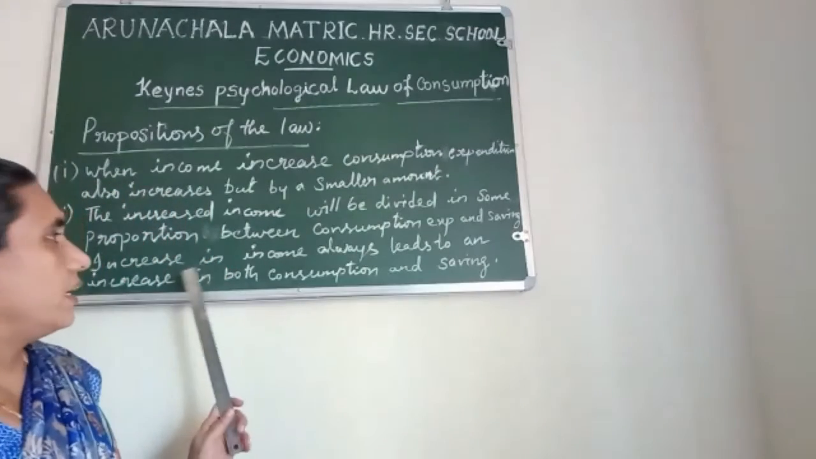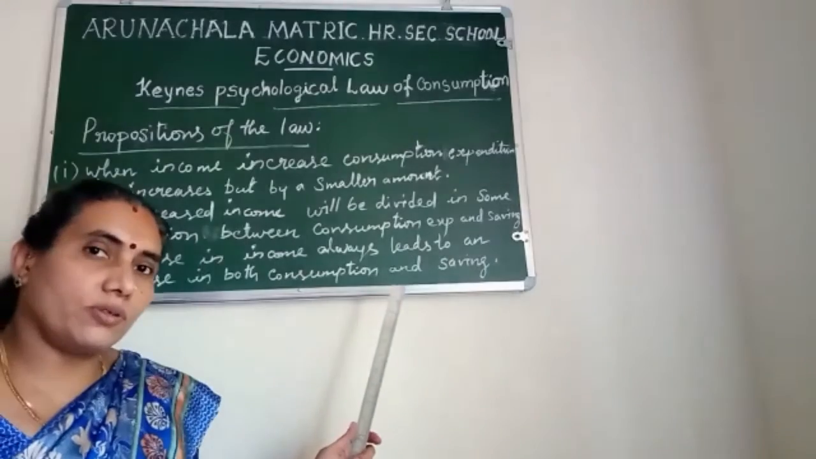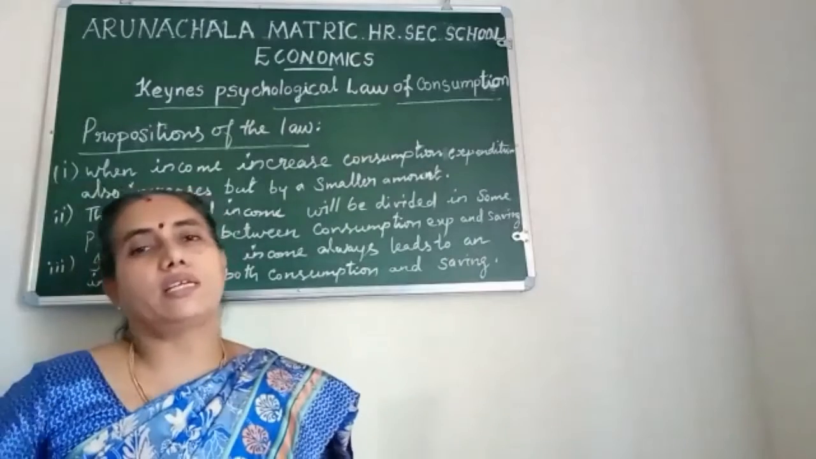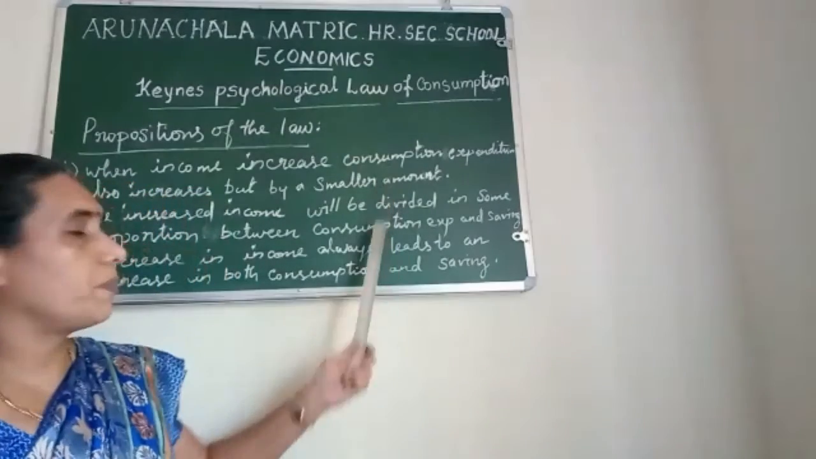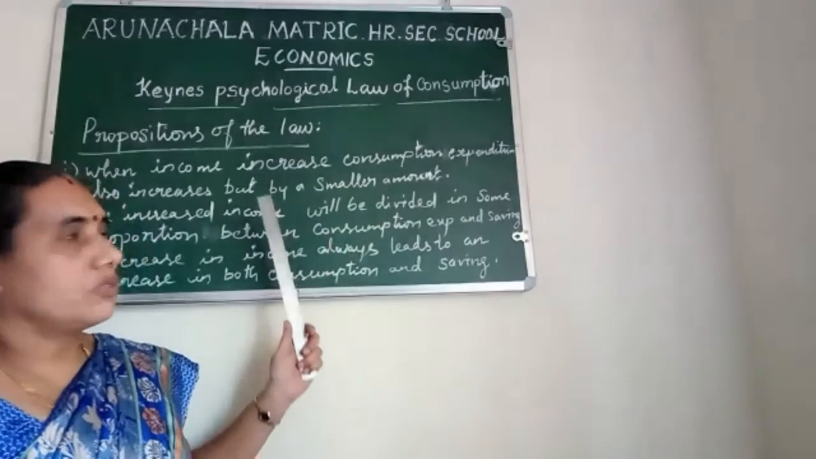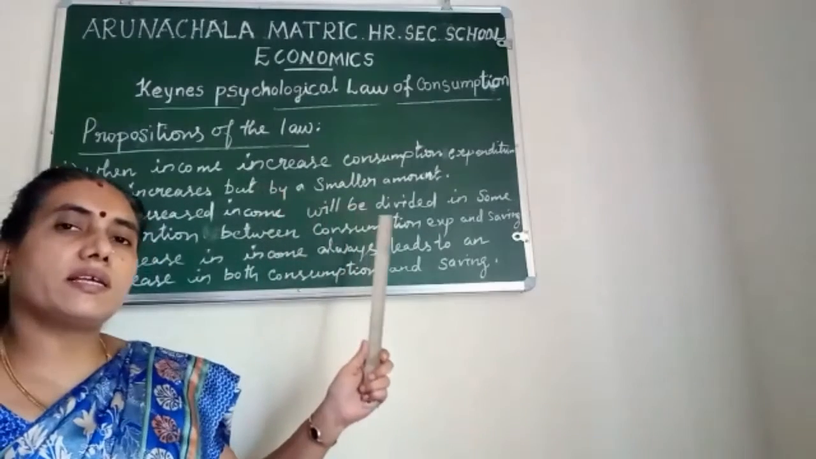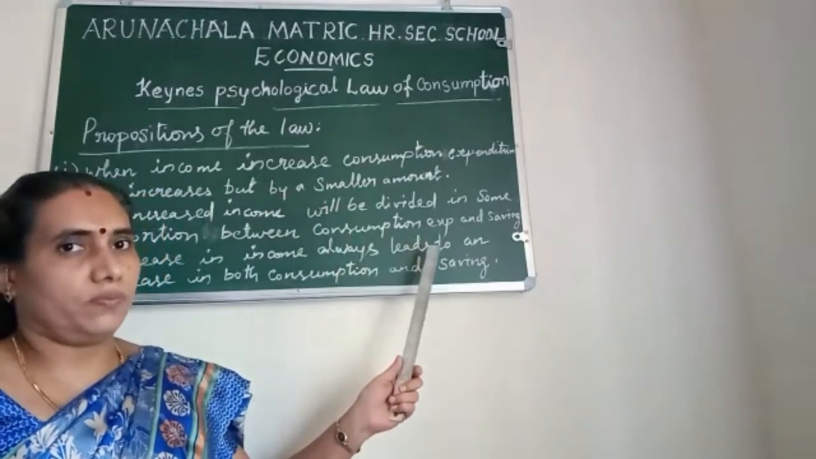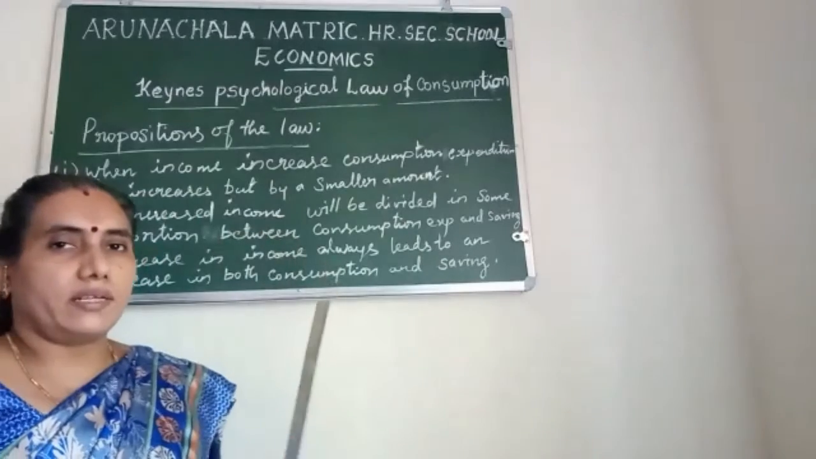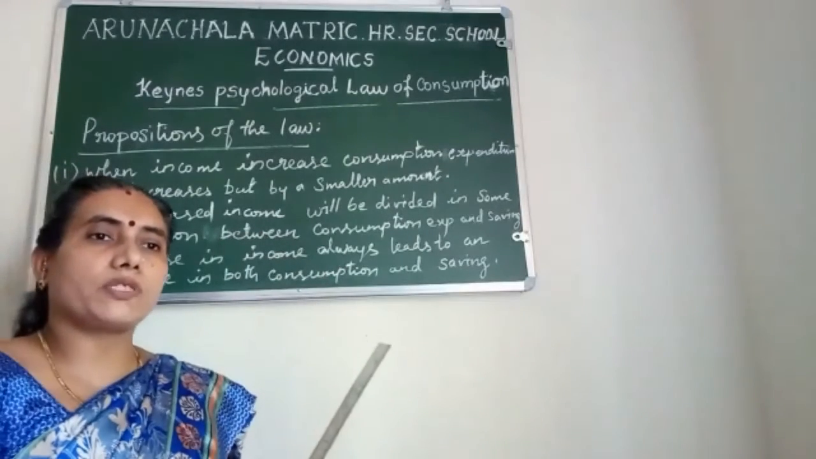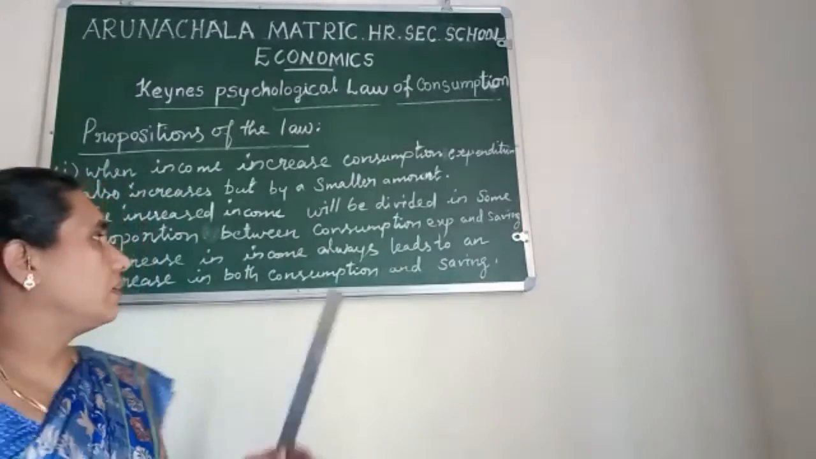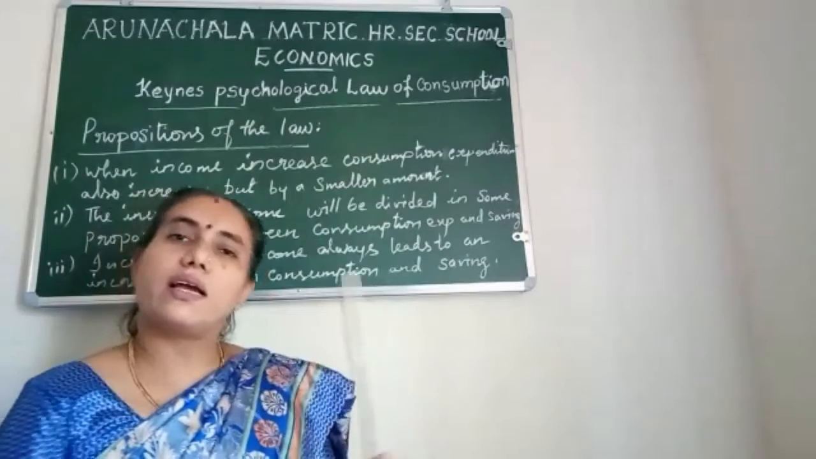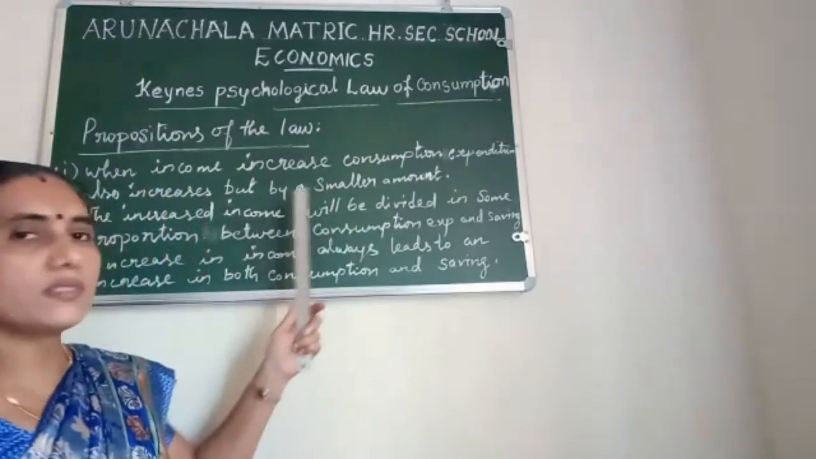Then the next one, increase in income always leads to increase in the consumption and saving. If income increases, both of them will increase. So these three propositions understood now. Once again, if income increases, consumption expenditure also increases, but by a smaller amount. Then second one, the increase in income will be divided in some proportion between consumption and saving. And the next one, increase in income always leads to increase in consumption and savings. So these are the three propositions of the law.